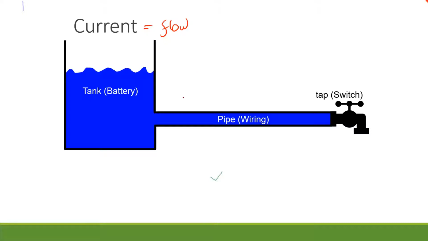So here we've got a big tank of water. We're going to call this tank like a battery. Remember, a battery in a circuit is where we hold all our charge. It's where we hold all our energy. It's the same thing. This pipe is going to be like a wire. The tap is like a switch.